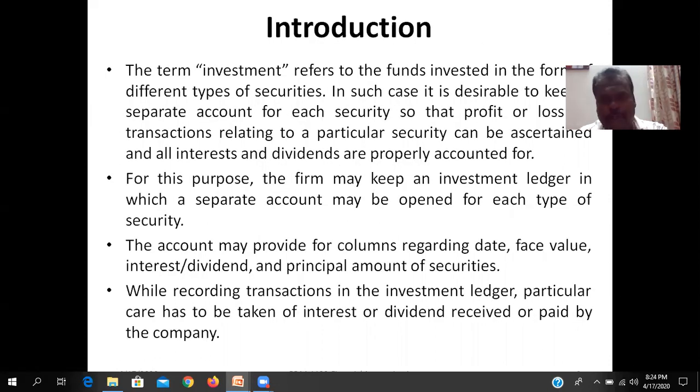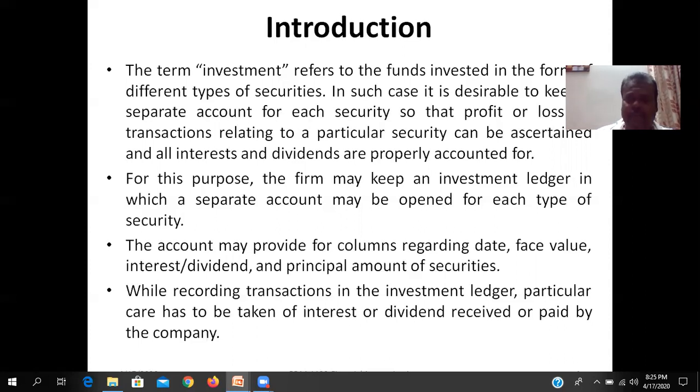As you all know, the term investment is not new for you, because everybody has an interest to invest their money for returns. In this connection, we can deal with the investment account. First of all, we can define the term investment. What do you mean by investment? Simply, investment refers to the funds invested in the form of different types of securities.